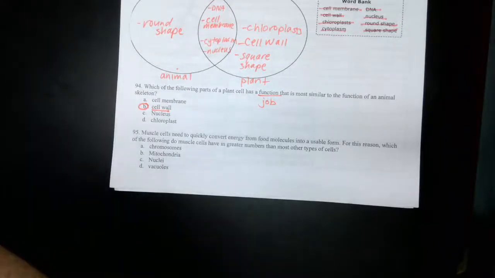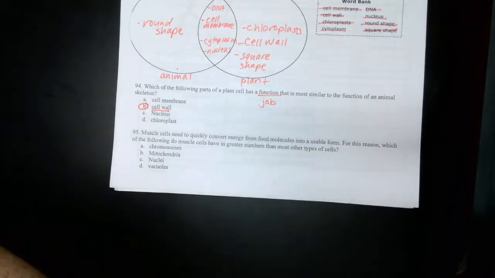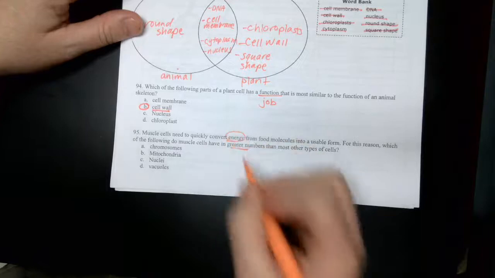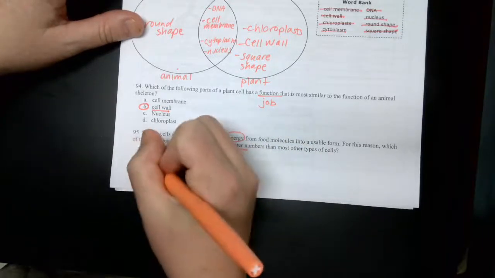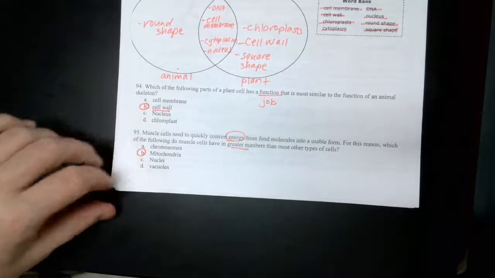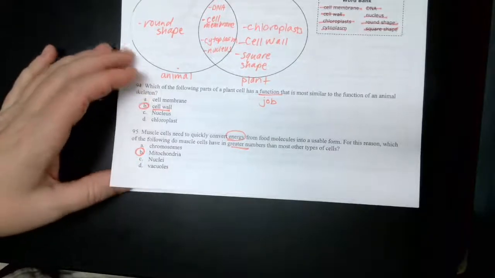Muscle cells need to quickly convert energy from food molecules into a usable form. For this reason, which of the following do muscle cells have in greater numbers? So what converts and makes energy? That powerhouse, the mighty mitochondria. So muscle cells have more mitochondria than other types of cells.